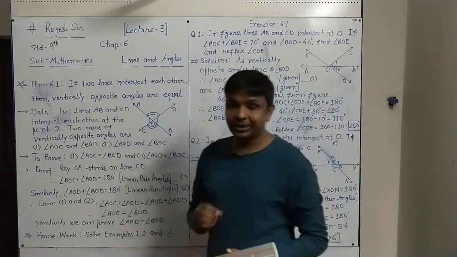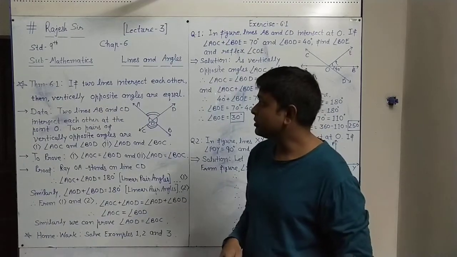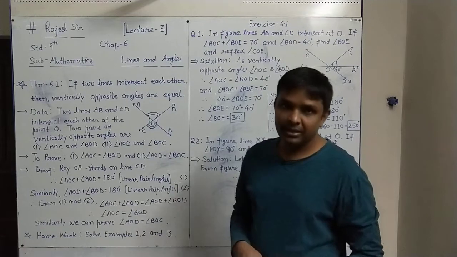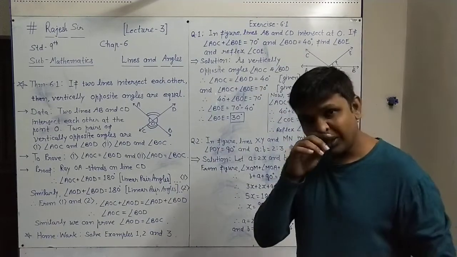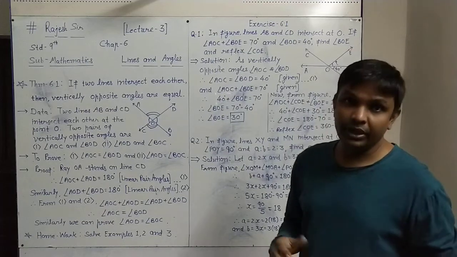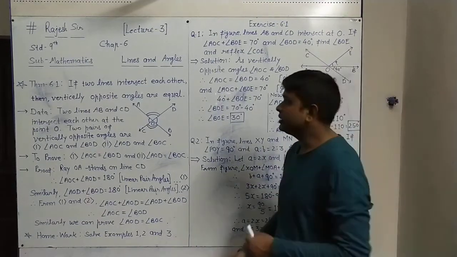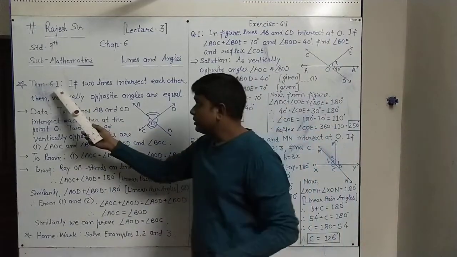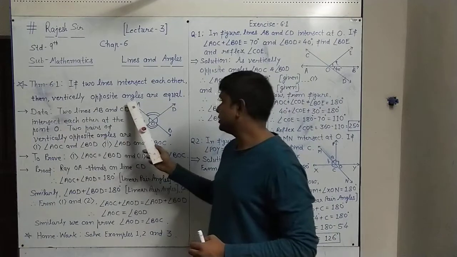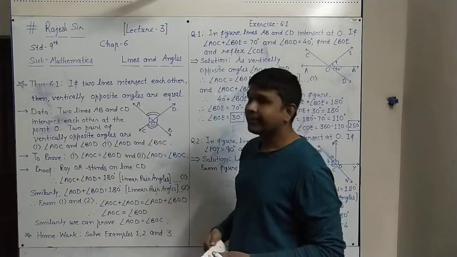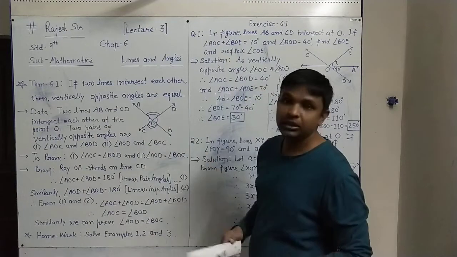It's a very important theorem from the exam point of view also. This theorem is very often asked. Many times it is asked in school level exams as well as in the annual exam. You can see, if two lines intersect each other like this, AB and CD intersecting each other, then vertically opposite angles are equal.